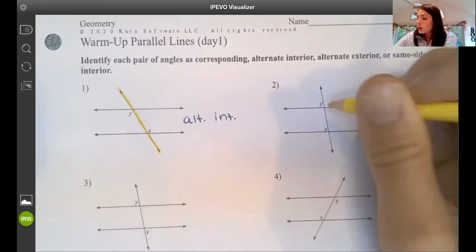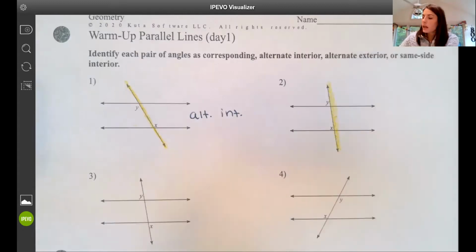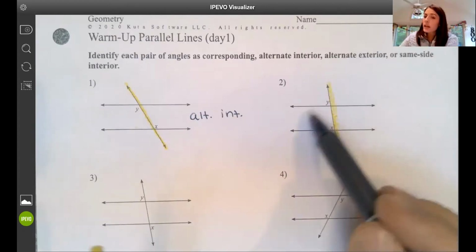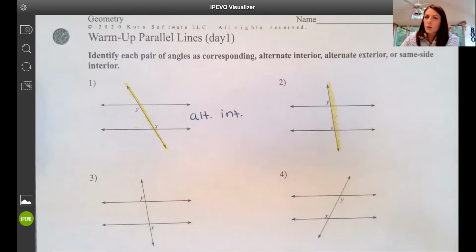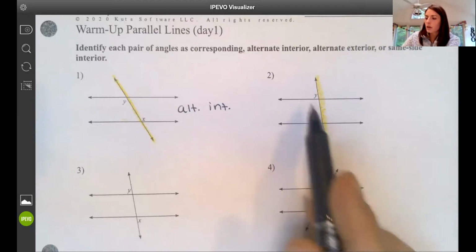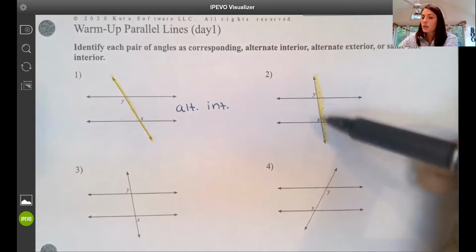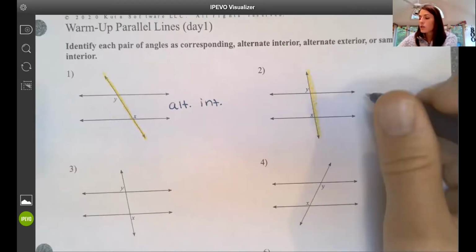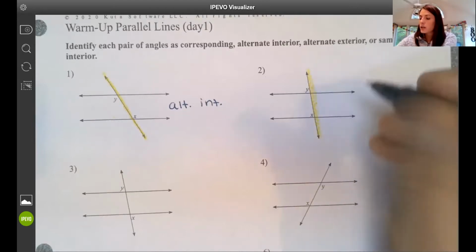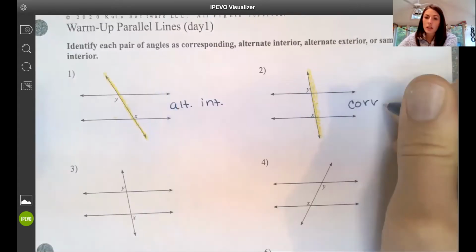On the second example, again, here's my transversal, and I have angles on the same side of that transversal, but what type of relationship is this? What do we call this when one's inside and one's outside? Corresponding. Yeah. So this is an exterior angle, this is an interior angle. Even though they're on the same side, it's this special, kind of the trickiest one we have to identify, which is corresponding angles.